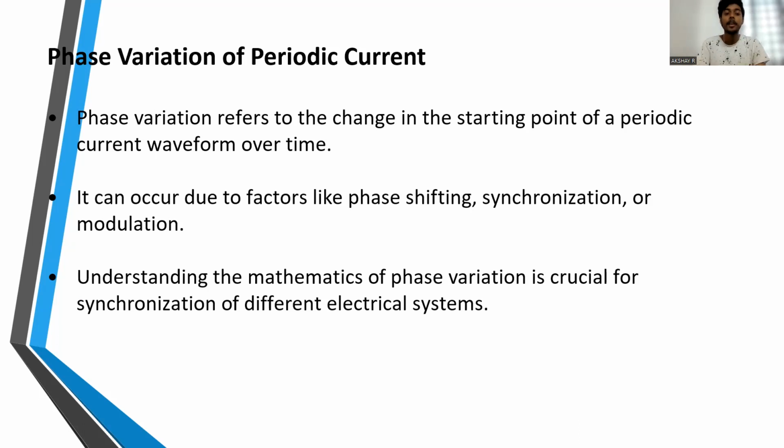Let's see phase variation of periodic current. Phase variation refers to the change in the starting point of a periodic current waveform over time. Everybody knows about phase, but this is a simple definition. It can occur due to factors like phase shifting, synchronization, or modulation.